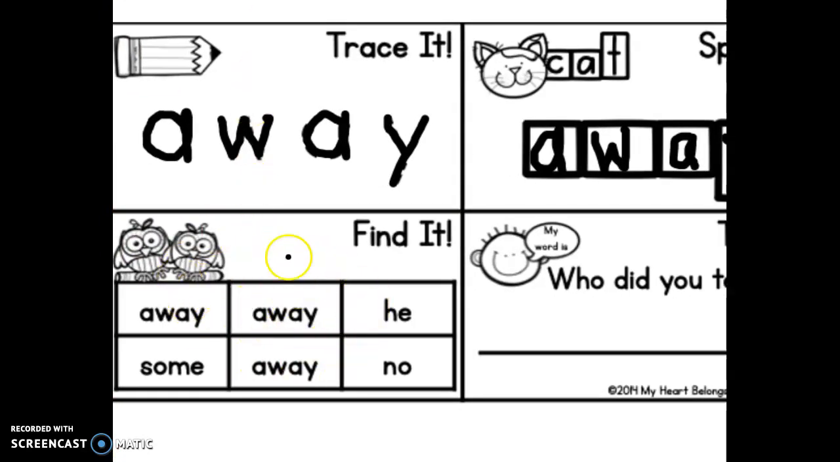And our bottom box down here in the corner, you guys love this box. It's find the word 3 times. So what word are we looking for today? We're looking for the word away. Go ahead and circle away 3 times. And then you can check yourself when I'm finished here and make sure yours matches up.